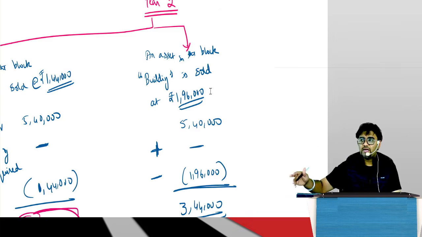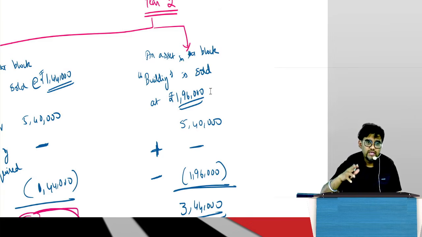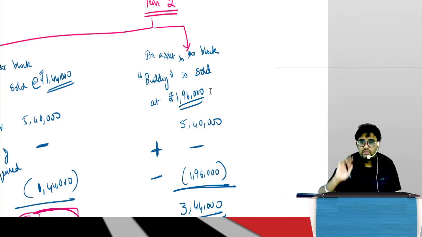When building A, building B, building C enters the block, there is no building A, no building B, no building C. Everything is a block of buildings. You add A, you add B, you subtract C, I don't care. At the end of the day, at least one building must be there, and some value must be there. Only then it is called a block, and on that you can claim depreciation.